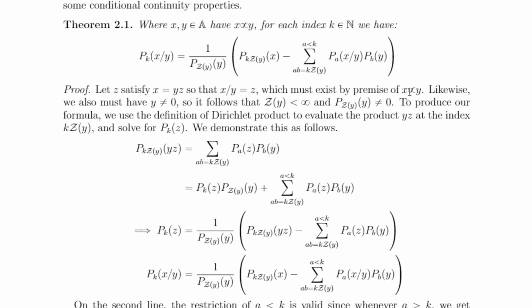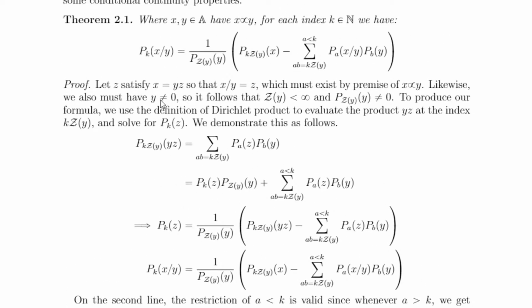X is proportional to y, so that we do have some value of z where x equals y times z. So z is the fraction here. And we're just going to use this z value as a placeholder because that makes the working out a little nicer, just a little bit simpler.